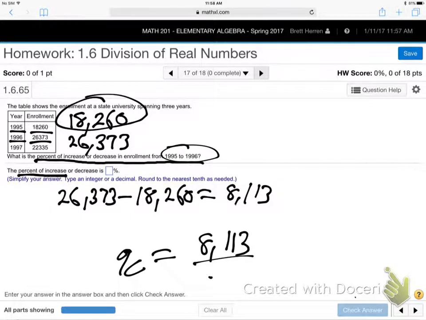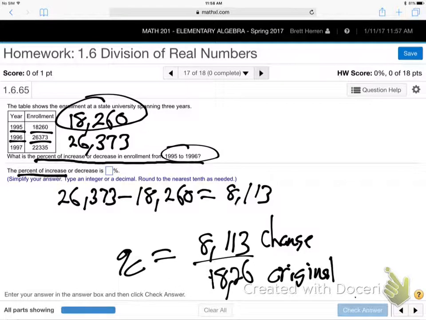So percentage always means change over original, to use words to help. It's change over original. That's what percentage means. So what was the original? 18,260. And then just hit the buttons on your calculator. Somebody have that? I could do it in my head, but I hate to show off. So I'll just let you guys tell me.